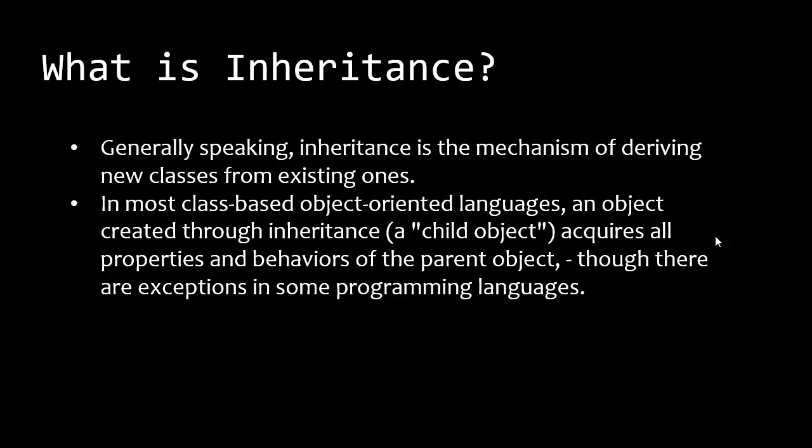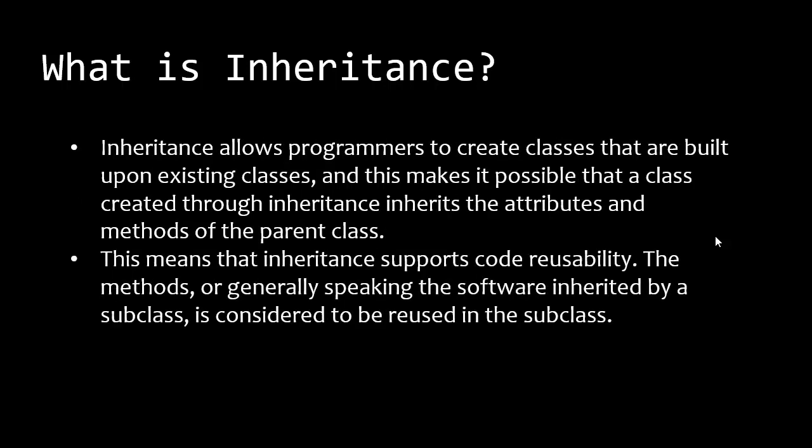You're inheriting down. The concept of inheritance allows programmers to create classes that are built upon existing classes, and this makes it possible that a class created through inheritance inherits the attributes and the methods of the parent class. The goal of all of this is that inheritance supports code reusability. As I told you before, the whole paradigm of object-oriented is reuse. That's the basis of everything. Doing things one time, writing programs one time.